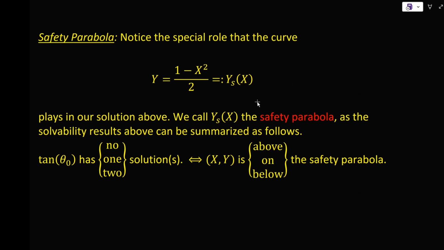We first notice that the solvability results above can be rephrased as follows. That is, the launch angle has no solution if and only if the target is above the safety parabola, in which case, of course, hitting the target is impossible. The launch angle will have exactly one solution, provided that the target is on the safety parabola.